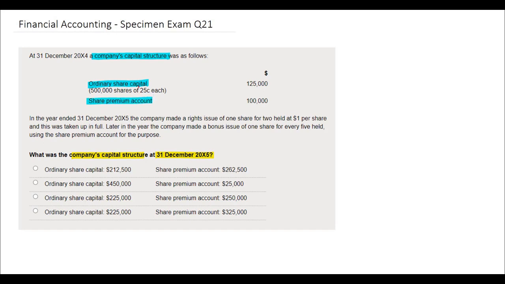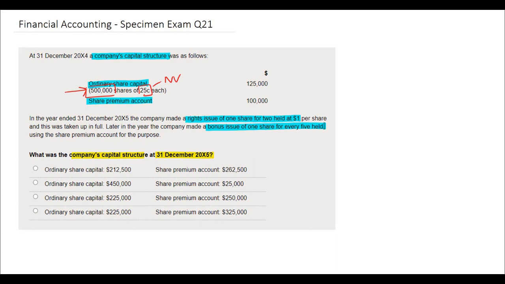We also have information about the nominal value for a single share, which is 25 cents, and we've also got information about the total number of shares that the business has at the start of the year, and this is 500,000. We learn that the company has made a rights issue of 1 share for every 2 held at £1 per share, which was fully taken up. And later on, this was followed by a bonus issue of 1 share for every 5 held, utilising the share premium account for this purpose.